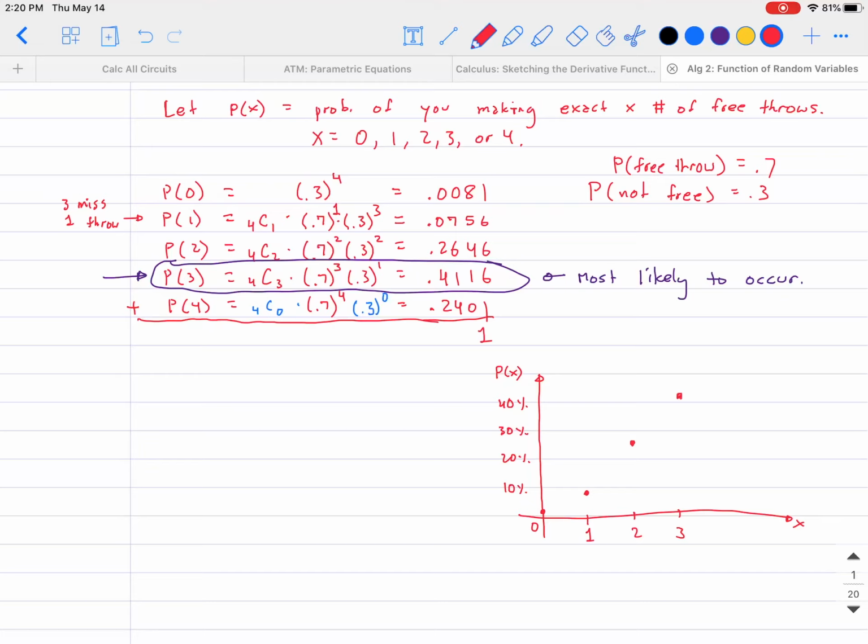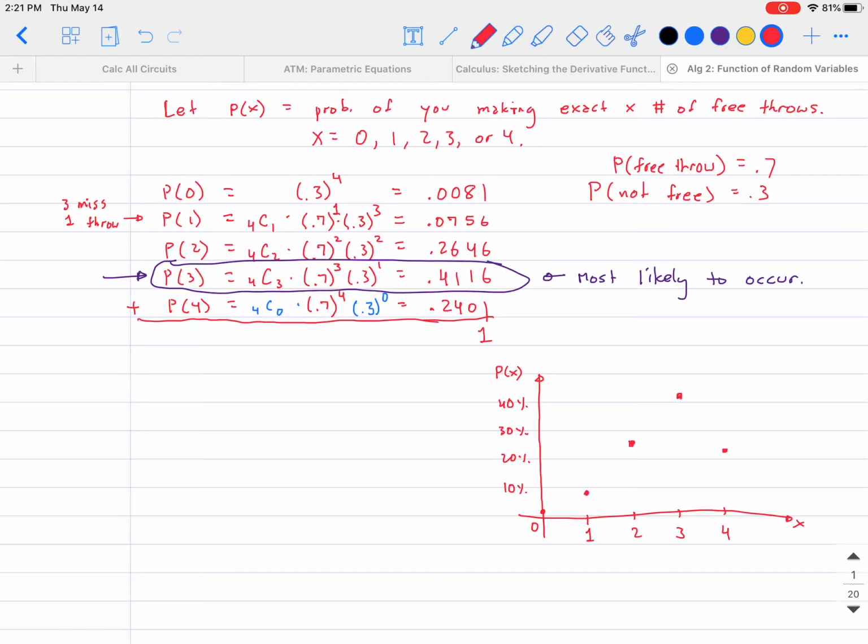And finally, for the last one, for the sake of graphing, is going to be 4. The chances of you making exactly 4 free throws is going to be around 24%, so it's going to be a little bit lower then. So these are the points that make up the curve for this probability.